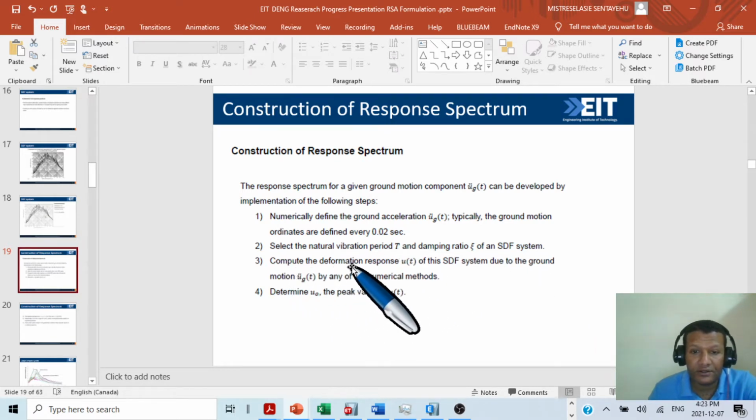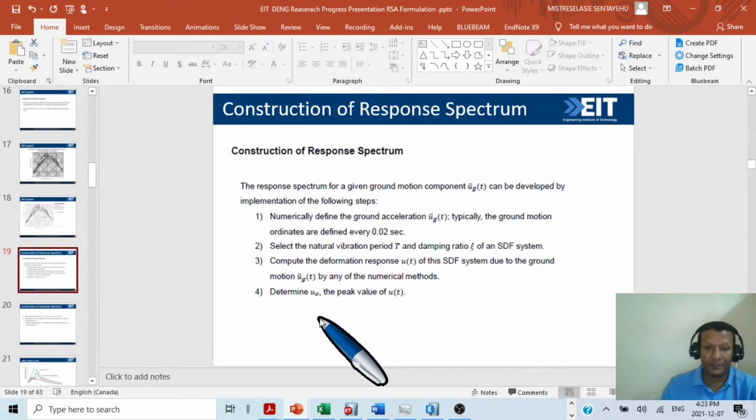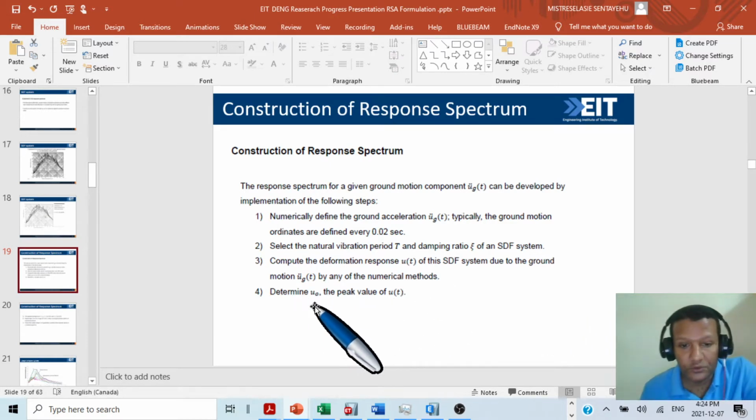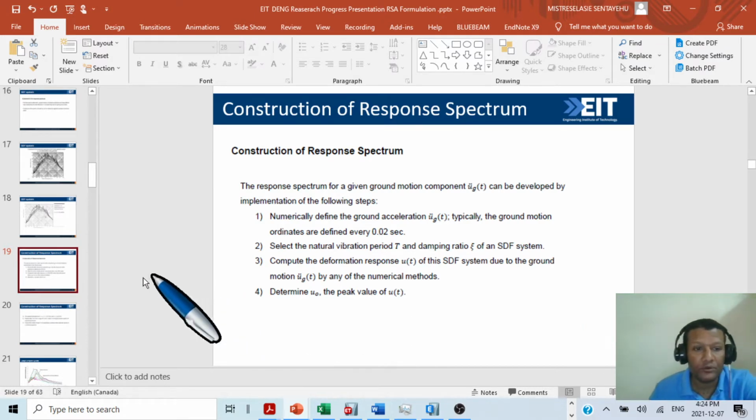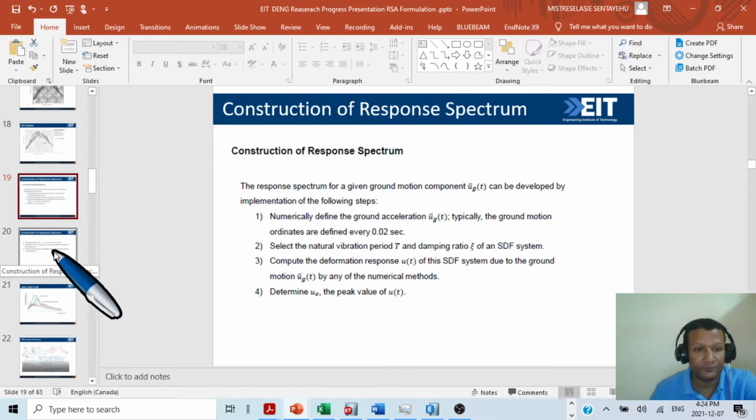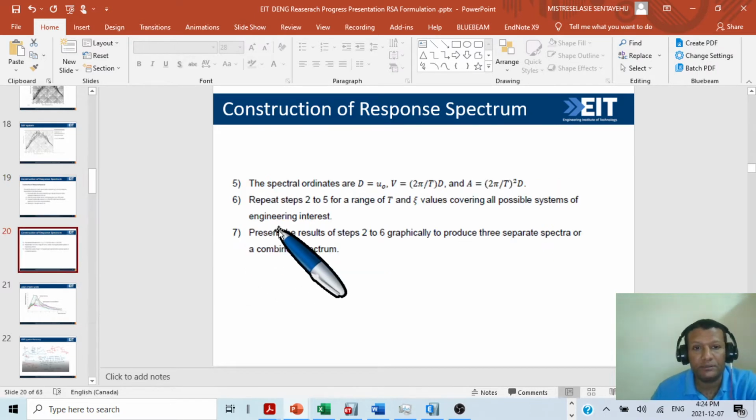Compute the deformation response u(t) of this single degree of freedom system due to the ground motion ug(t) by any numerical method. Then determine u0, the peak value of u(t). In this way we can construct our deformation response spectrum. Then we can change it into pseudo velocity and pseudo acceleration.